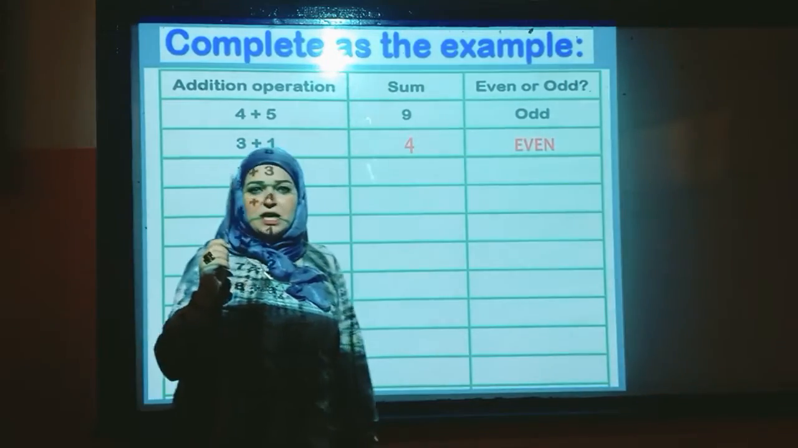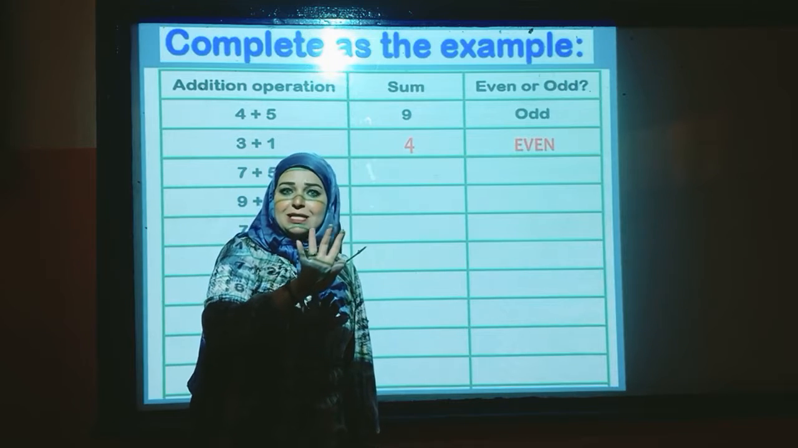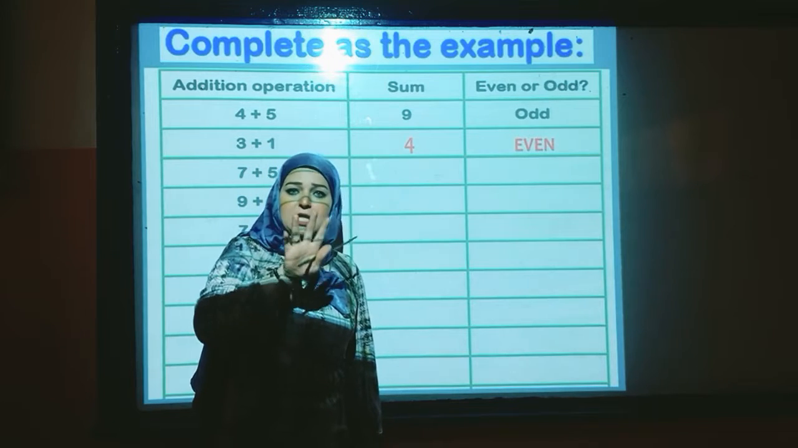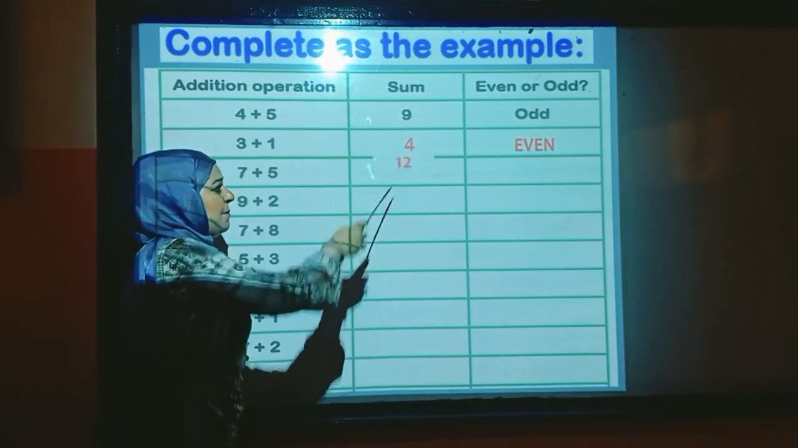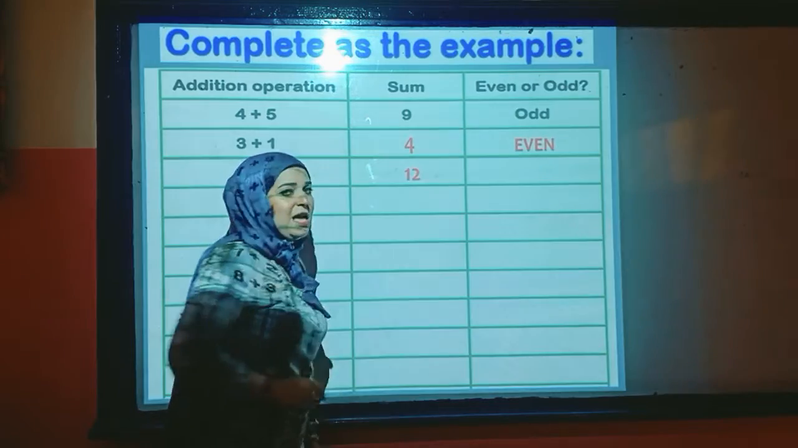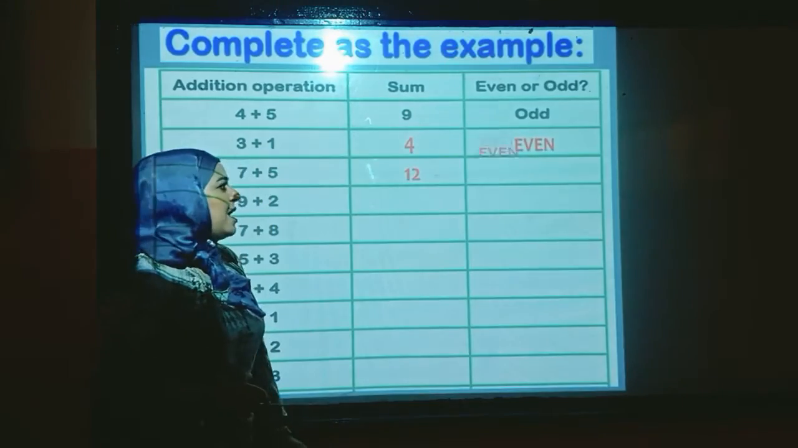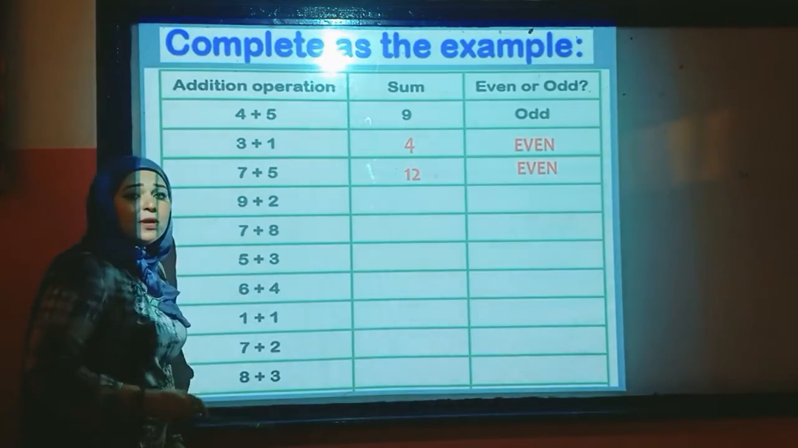I got number 7 on my mind and number 5 on my finger. What is after number 7? 8, 9, 10, 11, 12. So, number 12, number 2 in one place. Even or odd? Yeah, even number. Excellent. 9 plus number 2.